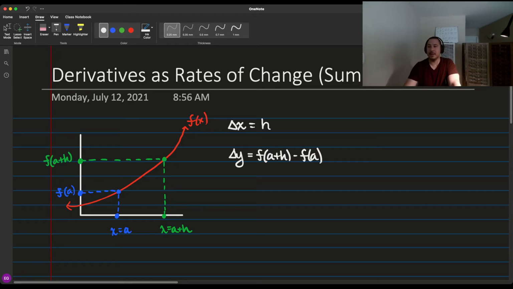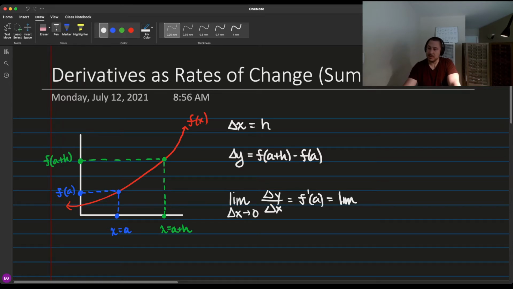Does everyone recognize where we've seen this before, the f of a plus h minus f of a? Where have you seen this before? The delta y. Yeah, the definition of what? The derivative, right? Remember how we have the limit as delta x goes to 0 of delta y over delta x? That's your derivative at that point a.